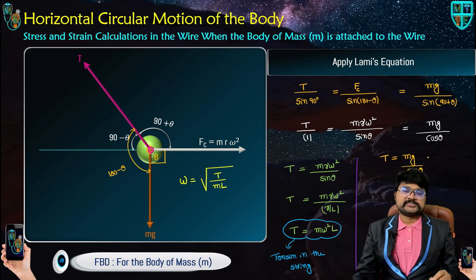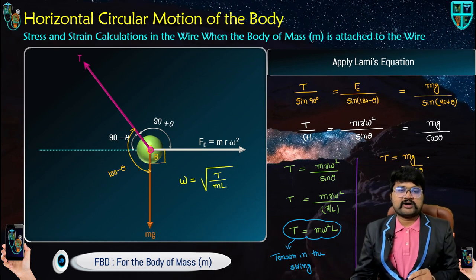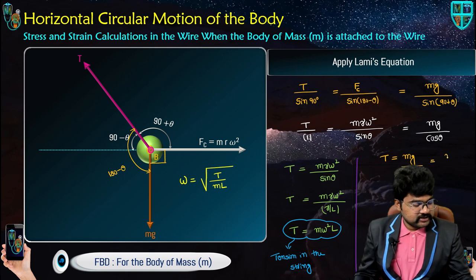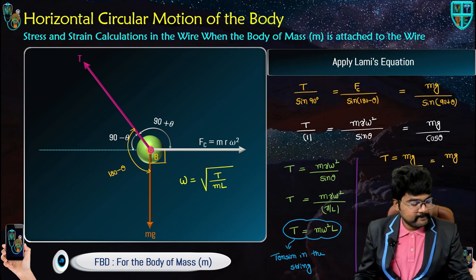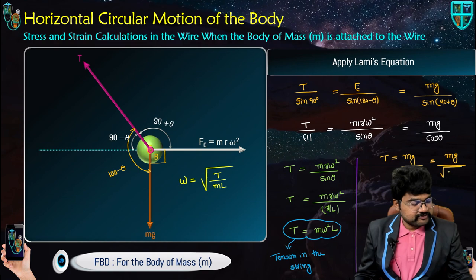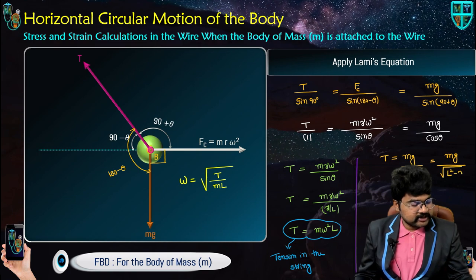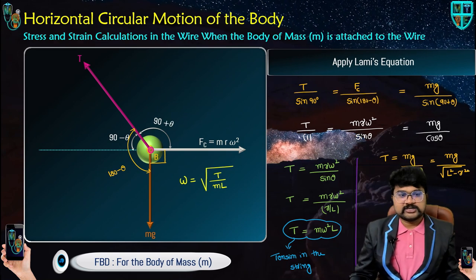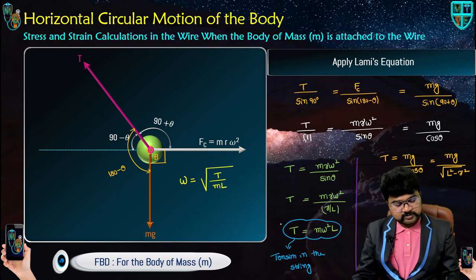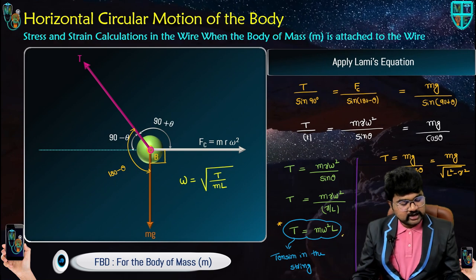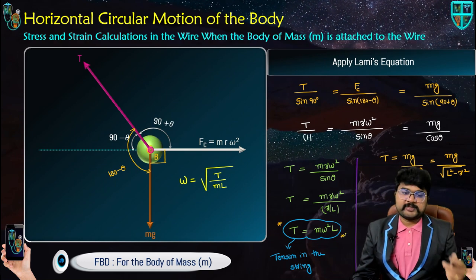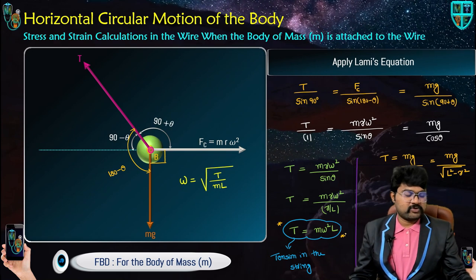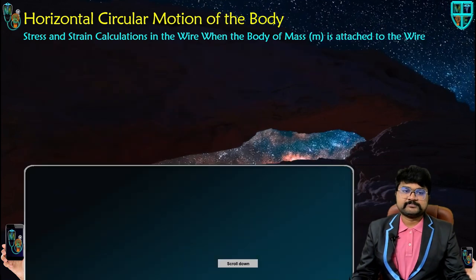Here cos theta is nothing but, what is that? Square root of L square minus R square over L, so T equals mg by square root of L square minus R square, from the triangle. Like this also we can discuss, but this is popular. Length of the wire is given, mass of the body will be given. So like this we can solve the problem, m omega square L.